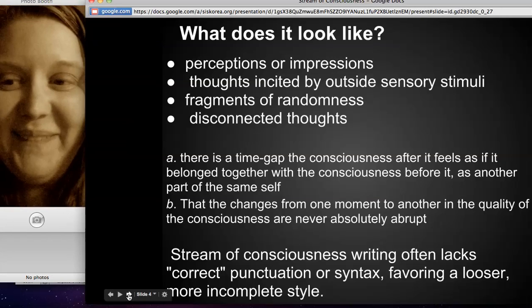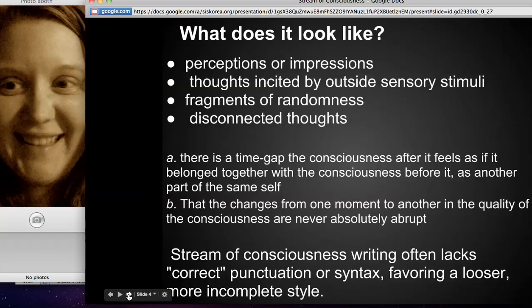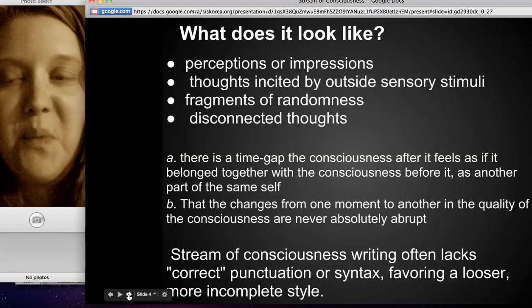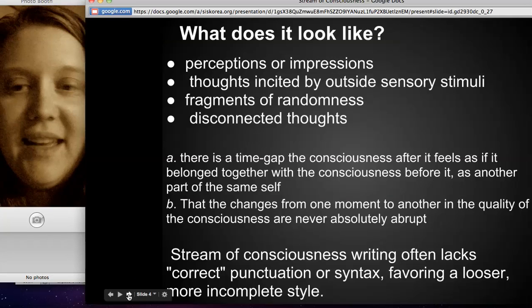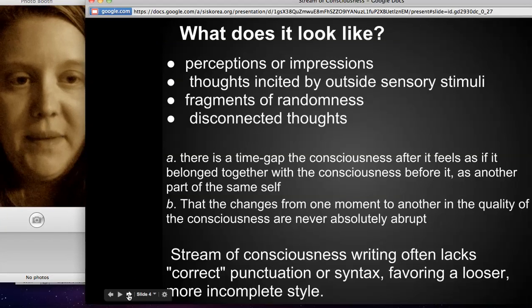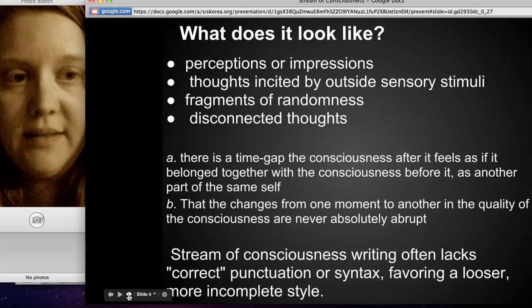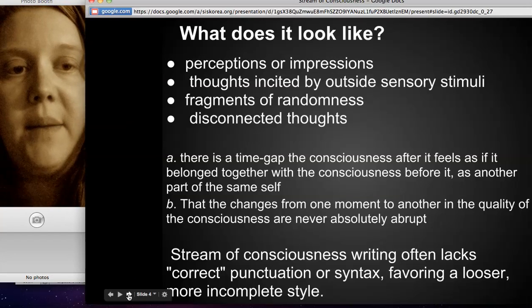So again, if a character is walking down the street and they see a red drape, and it brings them back to something, again, it's a stimuli. Like what memories does that hold? Again, going back to the subconsciousness.